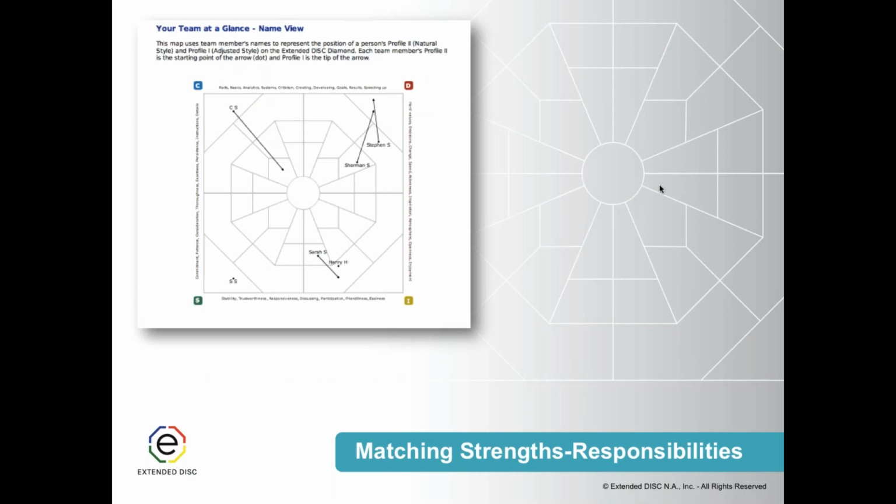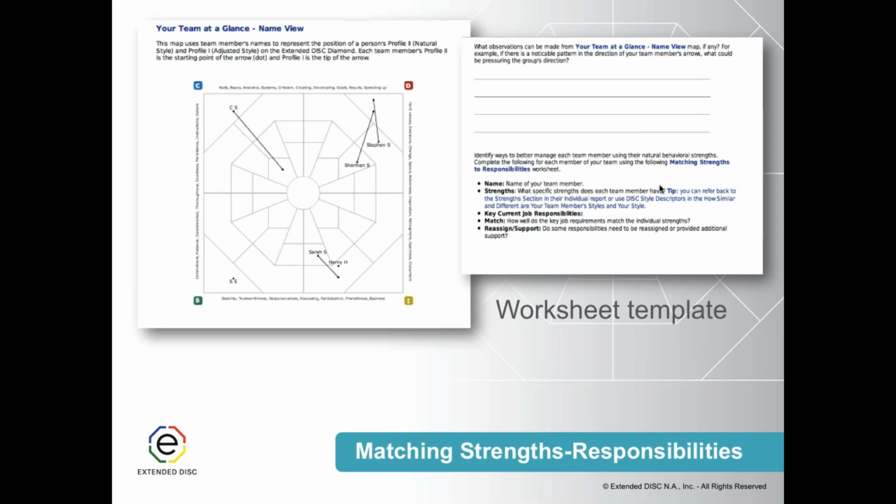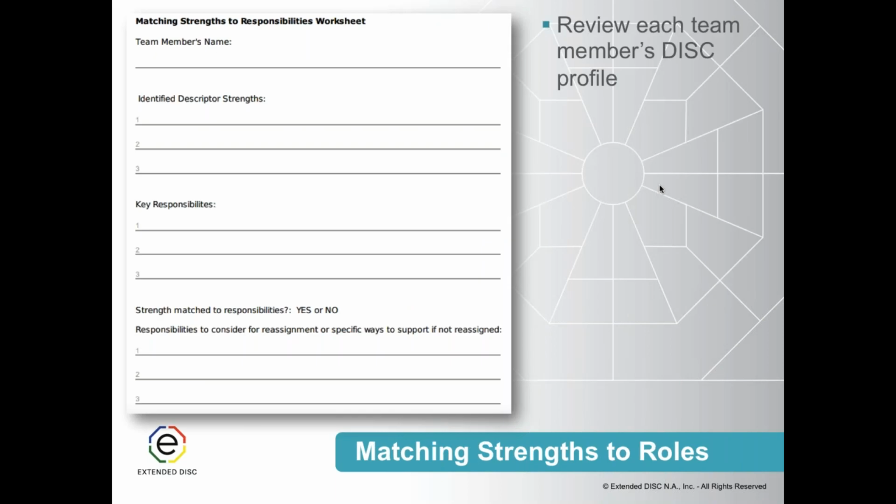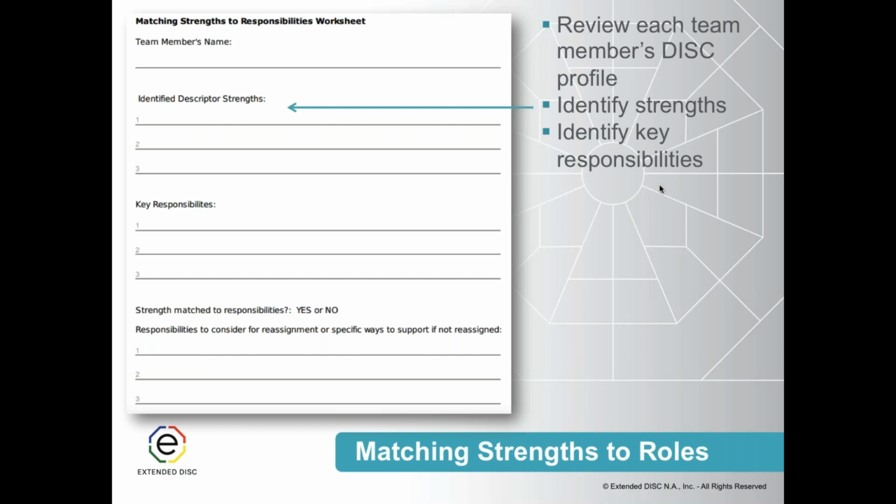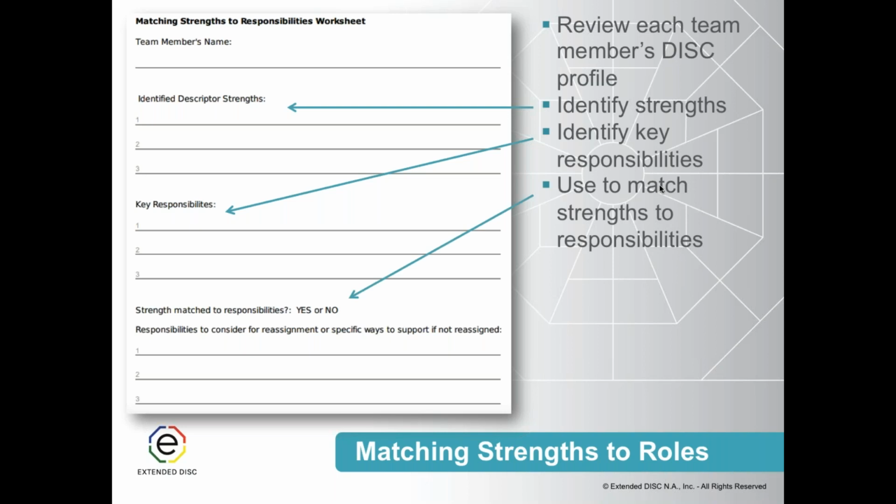Another section of the report is matching strengths to responsibilities. And we recommend printing out this template for each individual on your team. It takes the information and reviews each team member's DISC profile. It walks you through identifying what their strengths are and then identifying those key responsibilities that are required for their job role, and then being able to match those strengths to the responsibilities. Is there a match? Is there an adjustment that is needed?